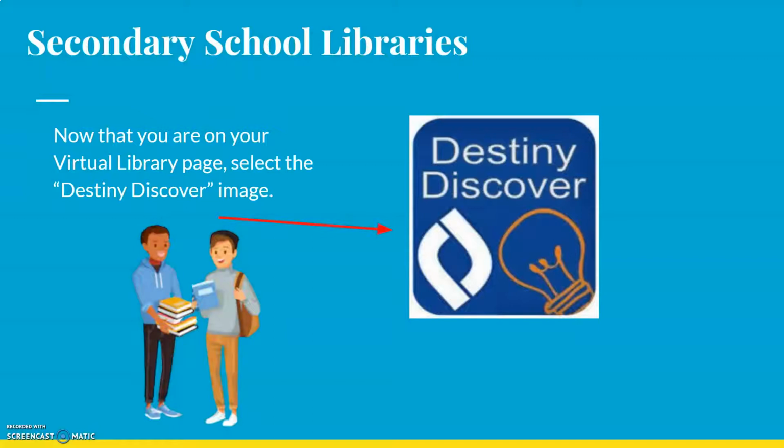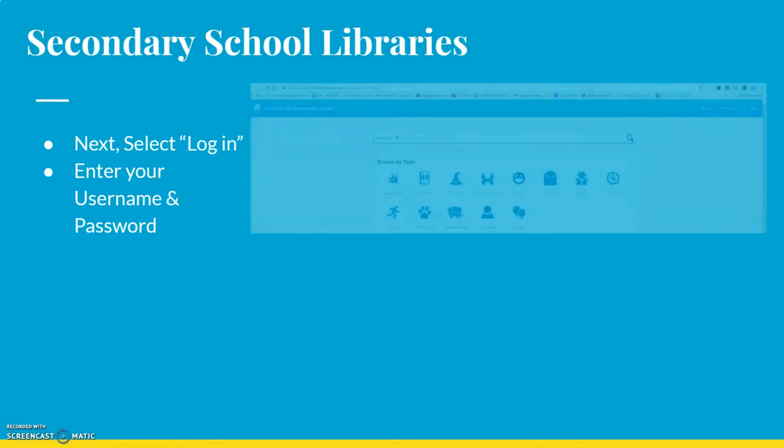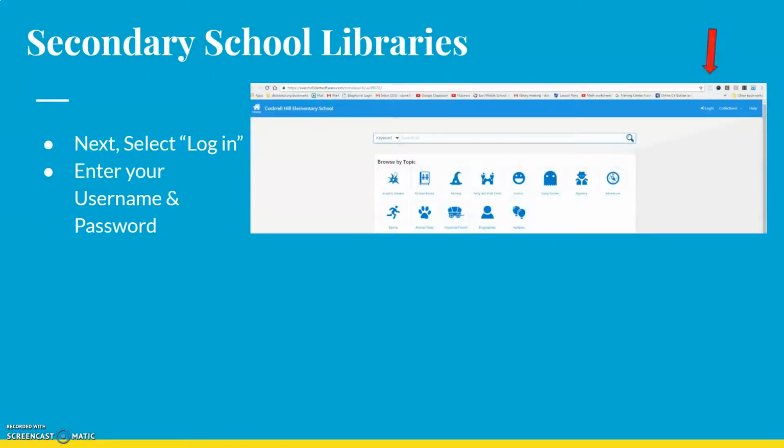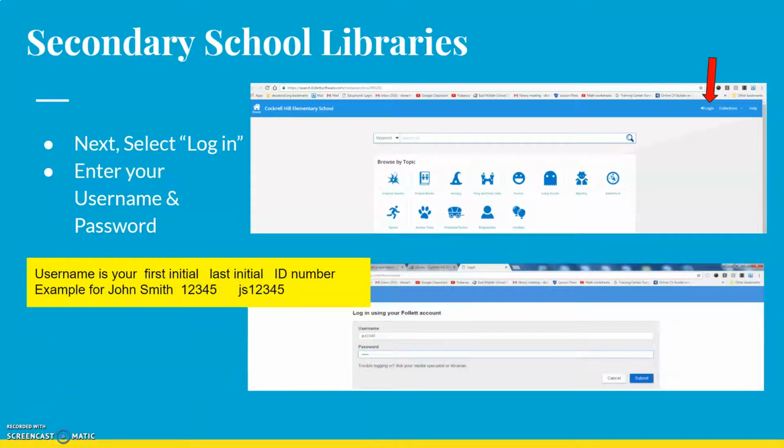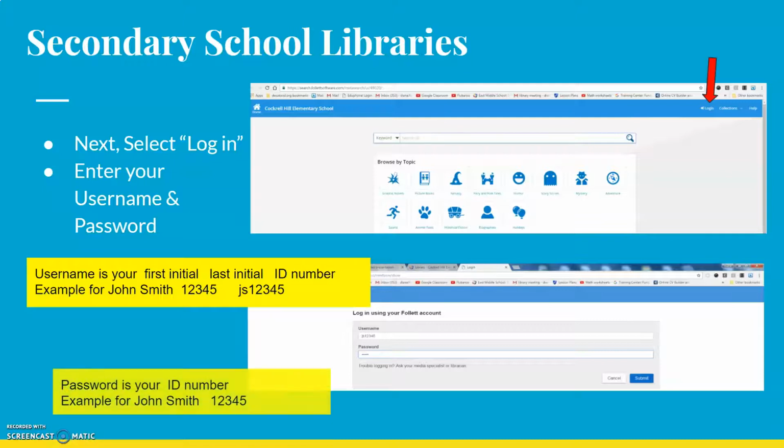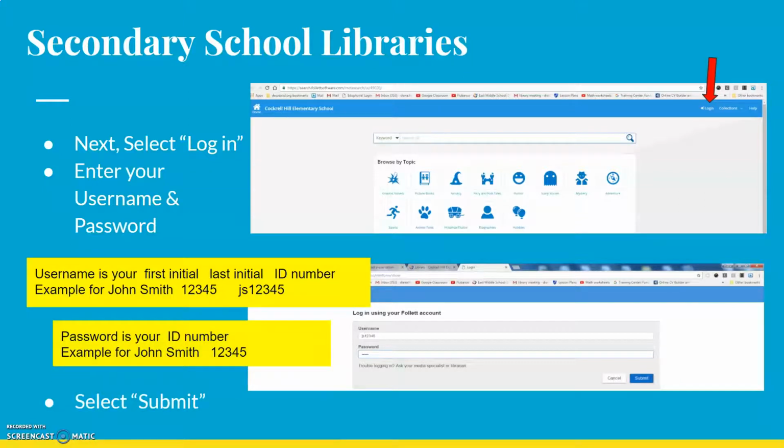Now that you're on your virtual library page, select the Destiny Discover image. Now you need to log in. Enter your username and password. Your username is your first initial, last initial, ID number, and your password is your ID number. Once you've entered those, select Submit. Once you submit, you will now be on your library catalog page.